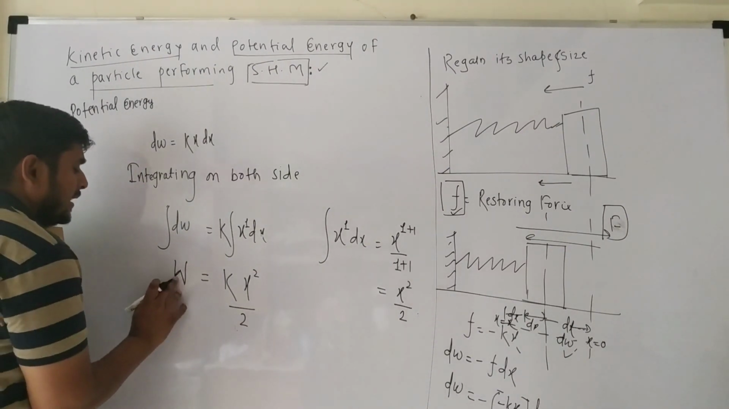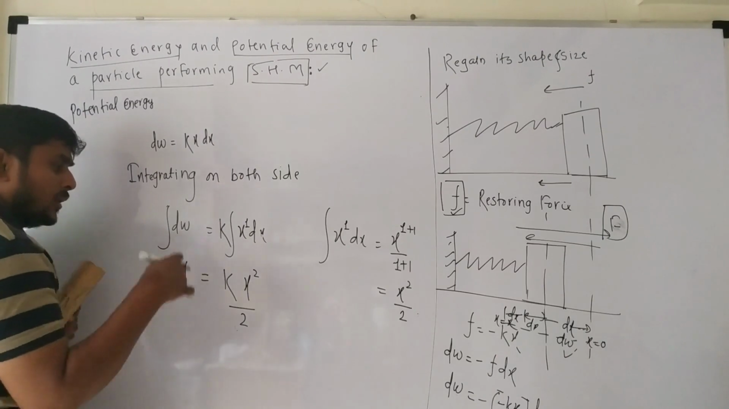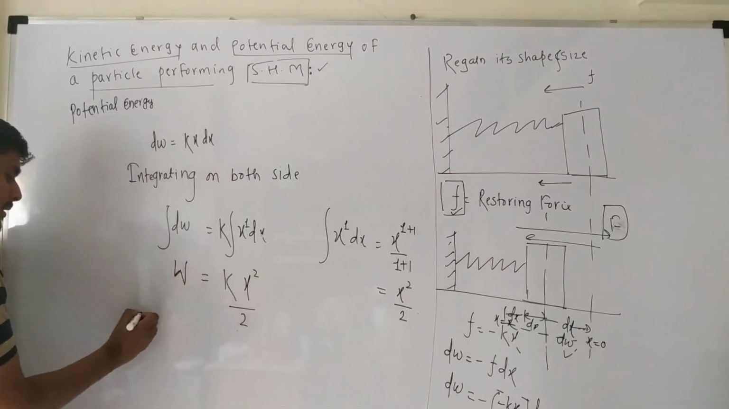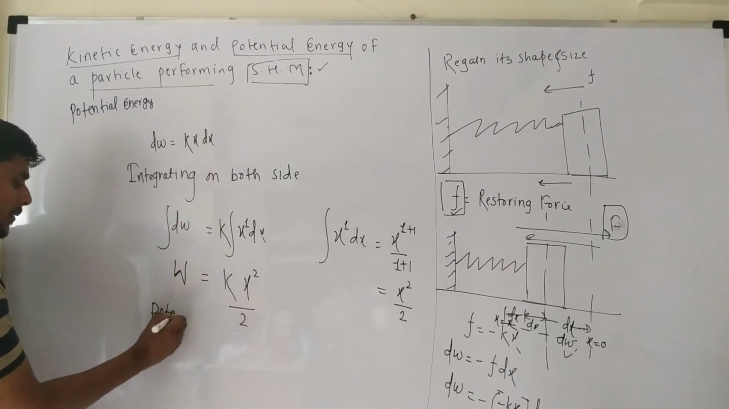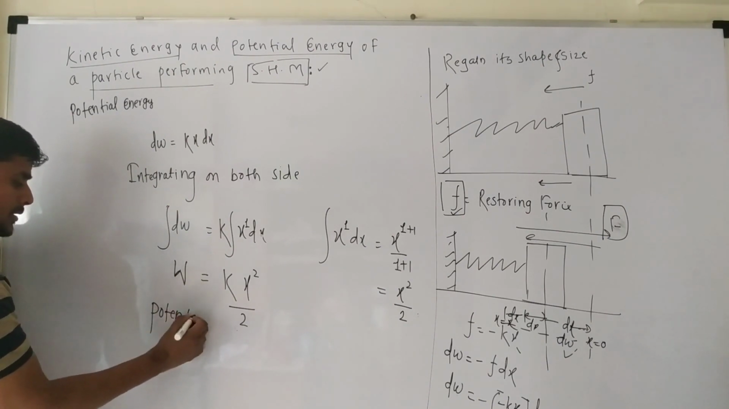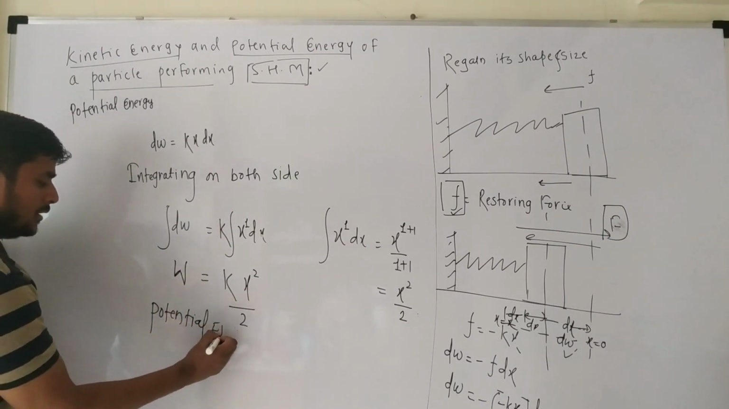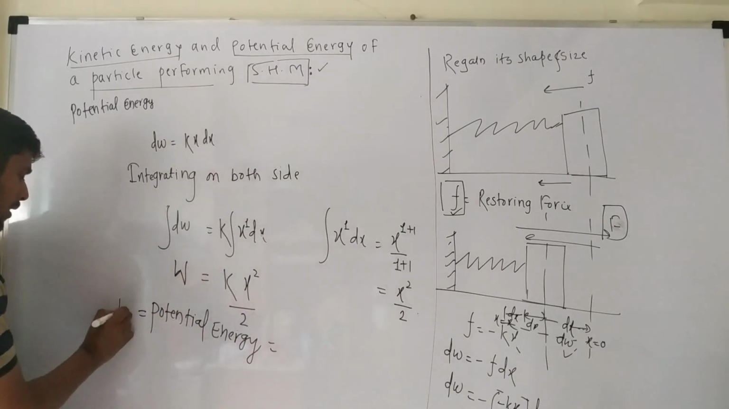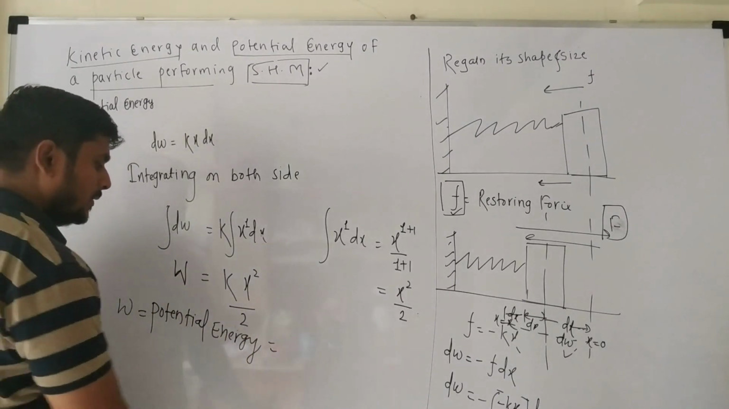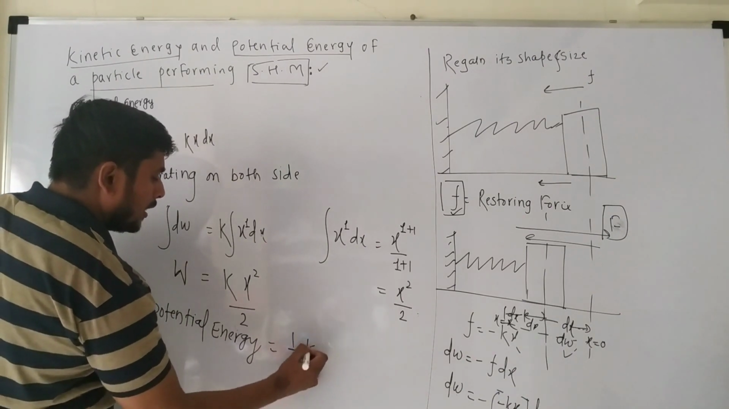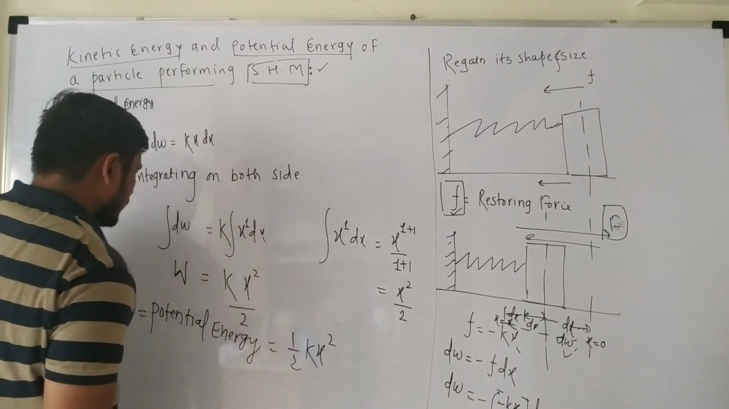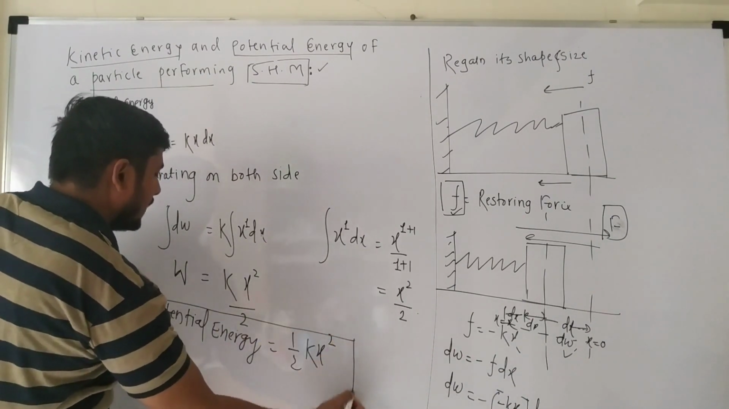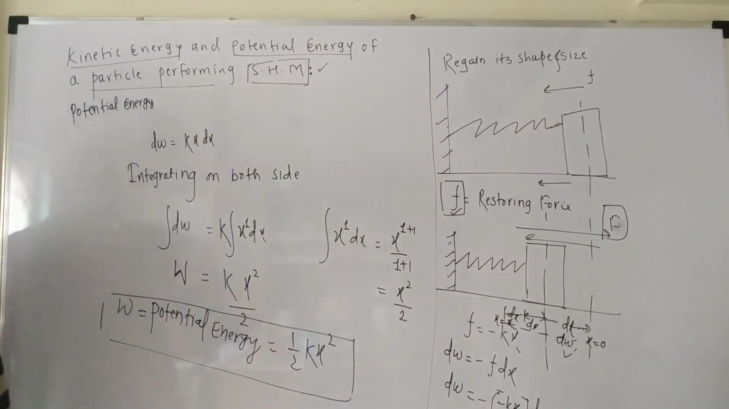So this work done is stored in the form of energy. What energy is it? That is nothing but potential energy. This work done is stored in the form of potential energy. So that's the reason why I'm going to take work done equal to potential energy, which is equal to 1 by 2 kx square. So we got a new equation of potential energy, that is 1 by 2 kx square.